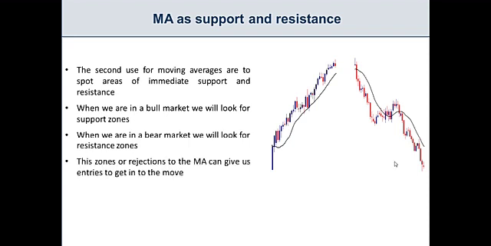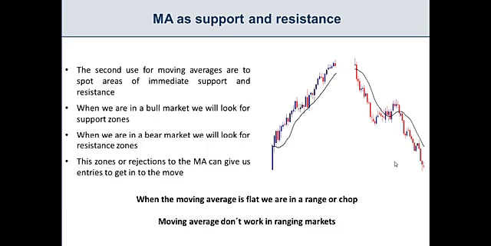Now, these sorts of rejections of the moving average can give us entries to get into the move. And remember this, when the moving average is flat, we are in a range or in a chop. And if we are in a range or in a chop, we are not going to be using moving averages because we are not trending, so we are not going to be looking for support or resistance areas or rejections of the moving average as support or resistance if we are not trending.